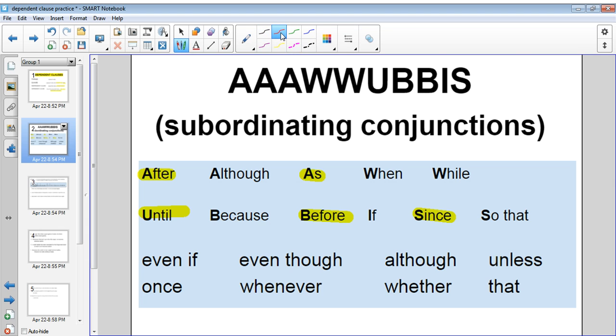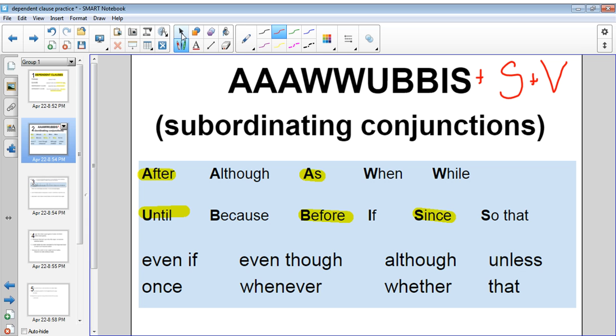When we talk about a woobus, the big key is that we're looking for one that's followed by a subject and a verb. So if I see after, and the phrase is after school, I know that's a prepositional phrase because there's no verb in there. But if the phrase says after I went to school, I've got a subject and a verb. It's being used as a woobus, and that tells me it's a dependent clause.